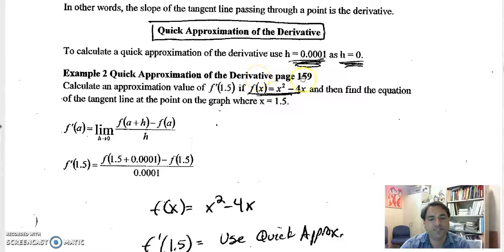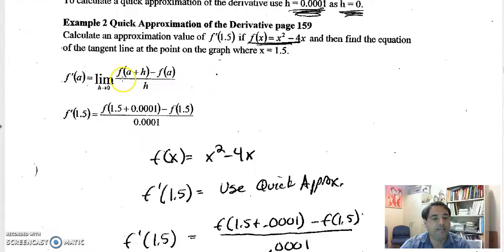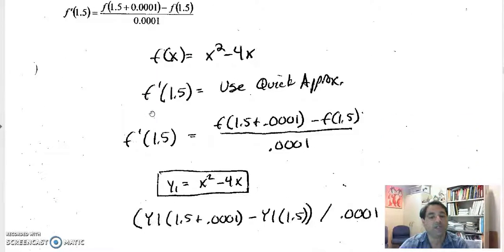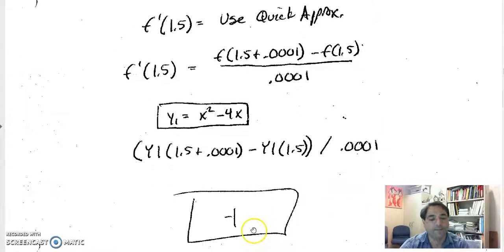So again, here's a function. I'm trying to find out what happens at 1.5, but using the quick approximation. So we're using our formula to find the derivative as the h approaches 0, but we're doing the quick approximation. So we're going to do f of 1.5 plus 0.0001 minus f of 1.5 over 0.0001. So using 0.0001 instead of 0 is called a quick approximation. So first, write it out, show the formula, then we'll go to the calculator. I write out the calculator steps, that helps me.